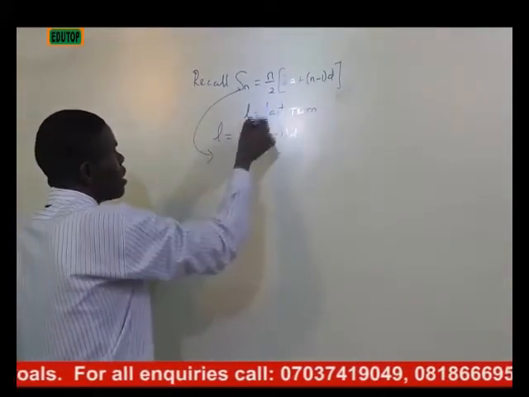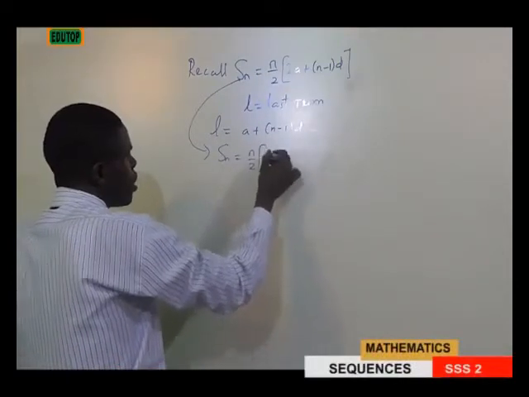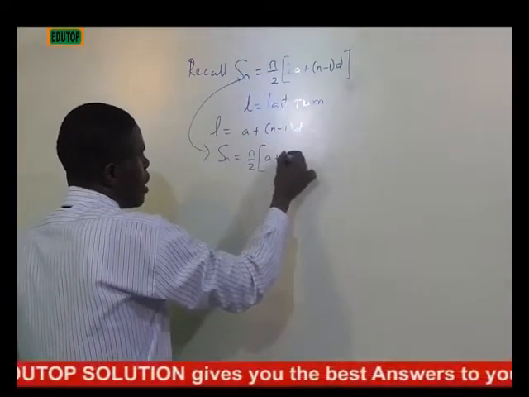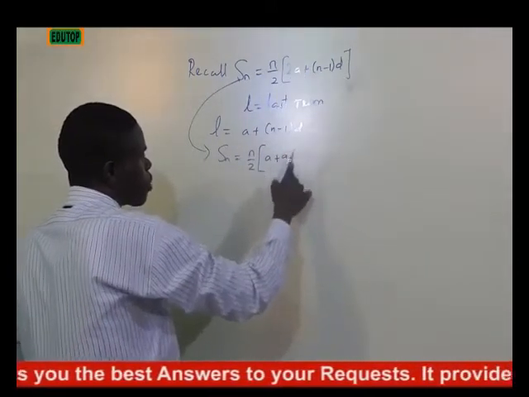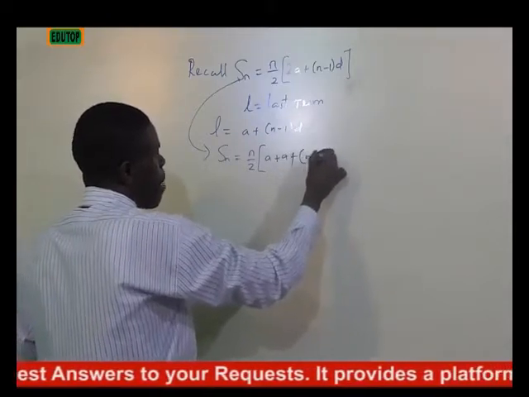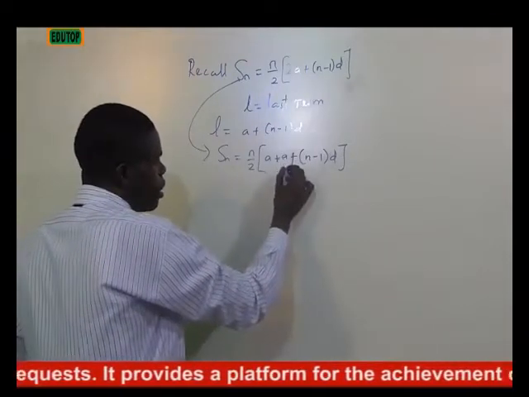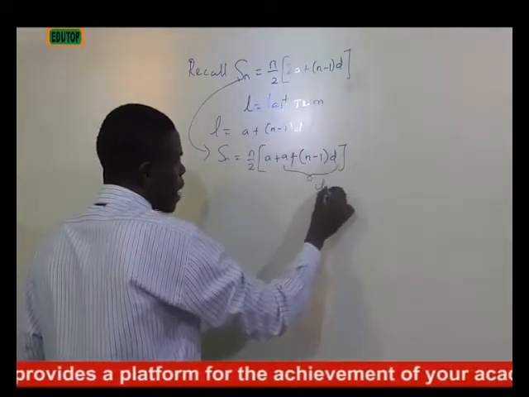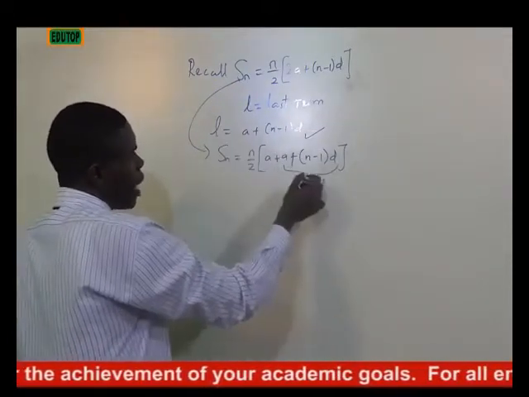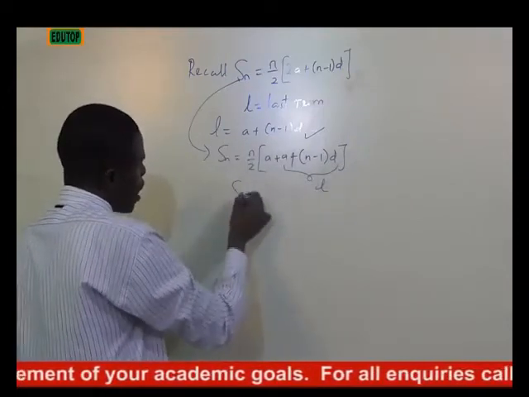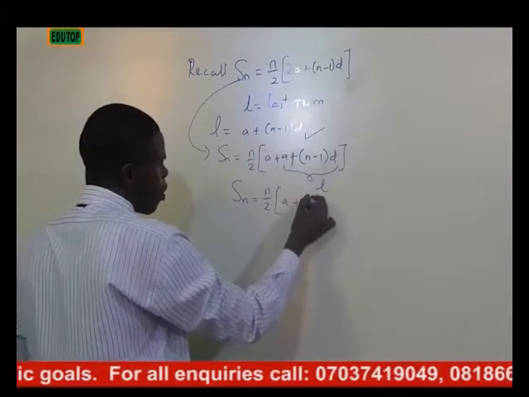When we bring this down, we have Sn equal to n over 2 into a plus a, which makes up the 2a, plus (n minus 1)d. So in that situation, the whole of this is the last term that is given here. So definitely we can substitute L into the formula for the sum, and it will be Sn equals n over 2 into a plus L.